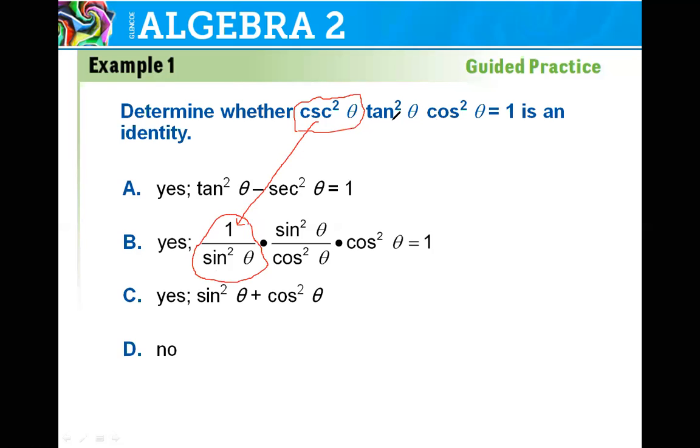Tan is what over what? Sine over cosine. So tan square will be sine square over cosine square, and cosine, I write it as it is.